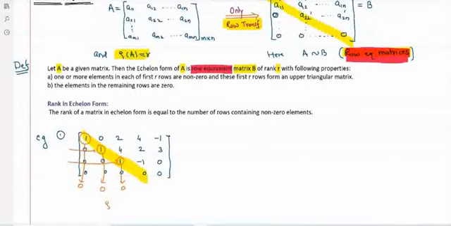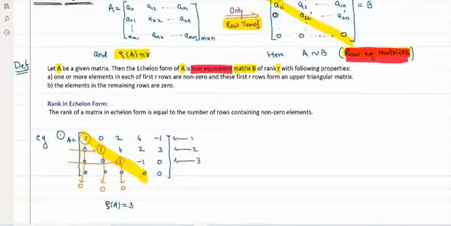And what is the rank here? Suppose this matrix is A. Yes, anyone? 3. Because this is a non-zero row, that is the first. This is a non-zero row, that is the second. This is a non-zero row, that is the third. So you have to count the number of non-zero rows. So the rank of this matrix is 3. Still students are joining.